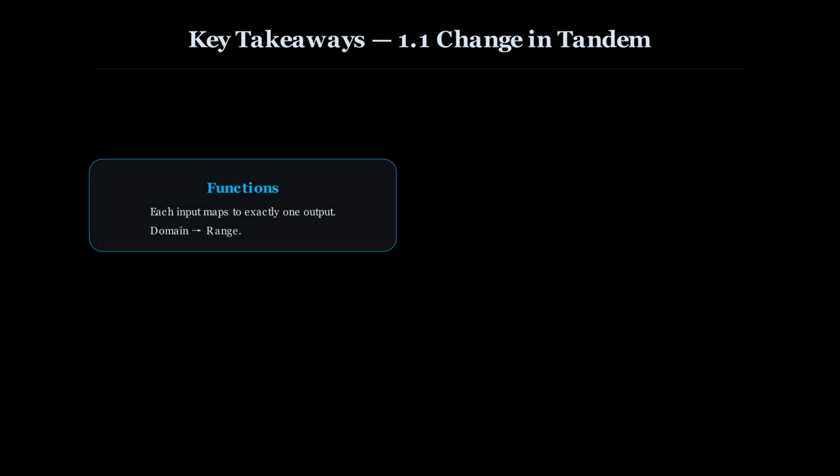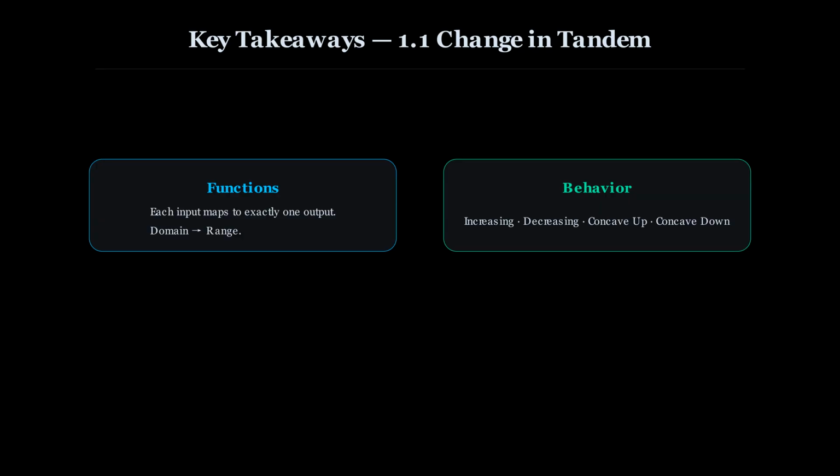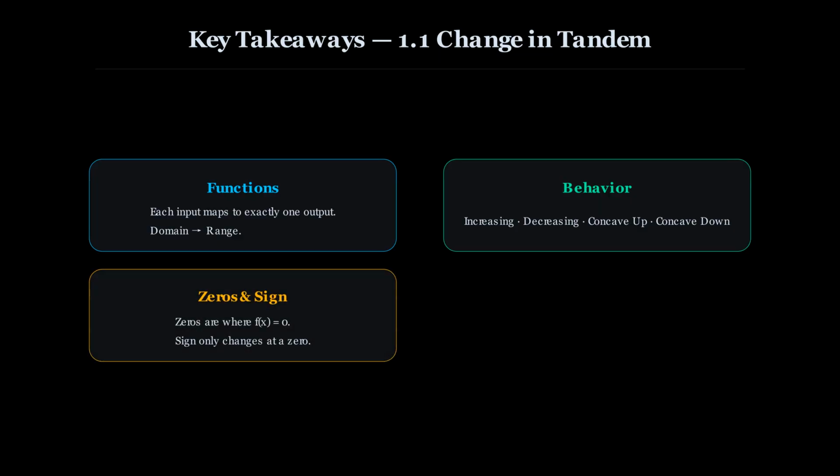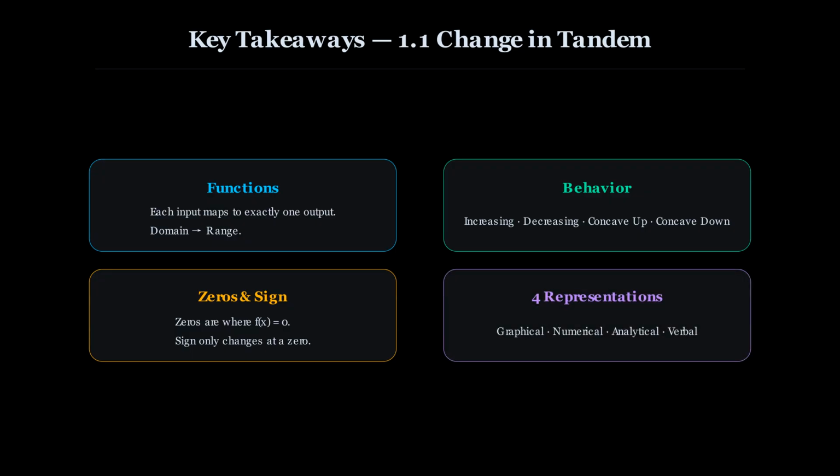Let's wrap up. Remember these four ideas from topic 1.1. First, a function maps each input to exactly one output. Second, analyze behavior. Is the function increasing or decreasing? Concave up or concave down? Third, zeros are where the output equals 0, and the sign only changes there. Fourth, every concept can be expressed graphically, numerically, analytically, or verbally.